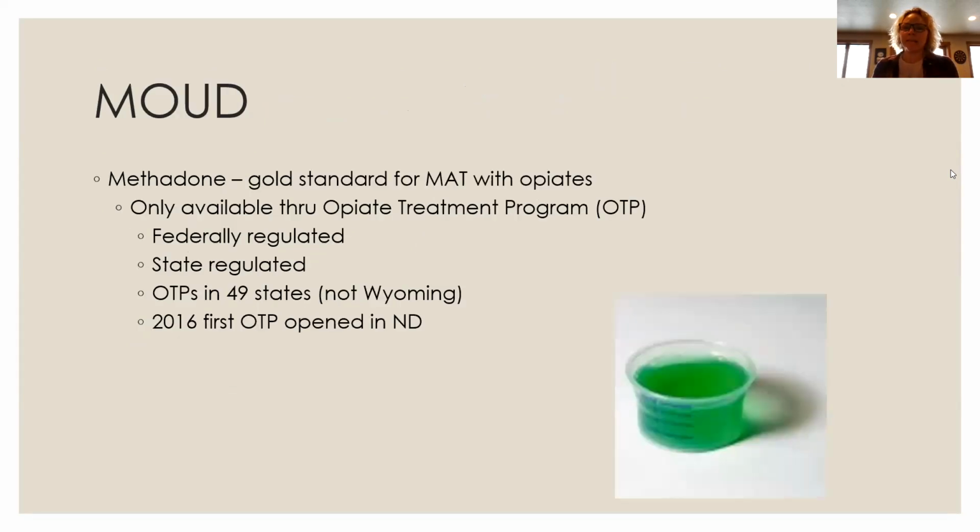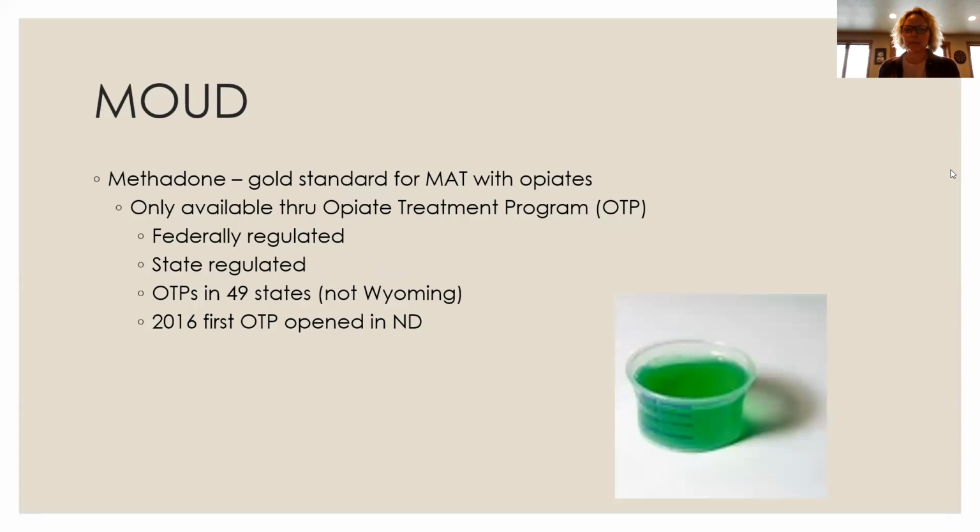So with methadone, right, it's the gold standard because it's been around the longest. Been using it since our second opioid epidemic in this country, which was actually the Vietnam War, right? We're actually in the middle of our third opioid epidemic right now. Only available through an opioid treatment program when using it to treat an opioid use disorder. Of course, you can use methadone for pain, but if you're using it to treat someone's substance use disorder, it is only available through an OTP.